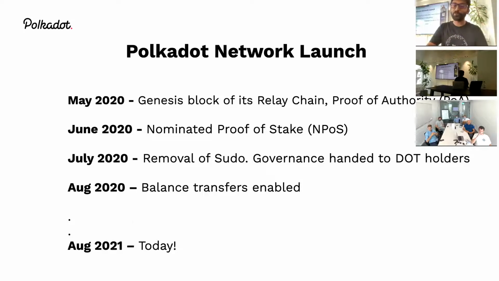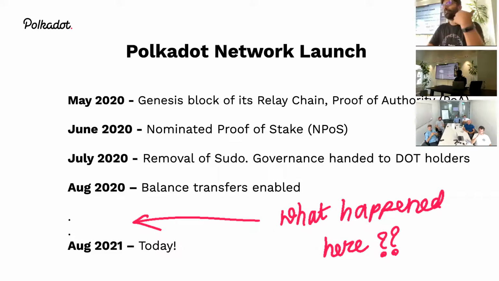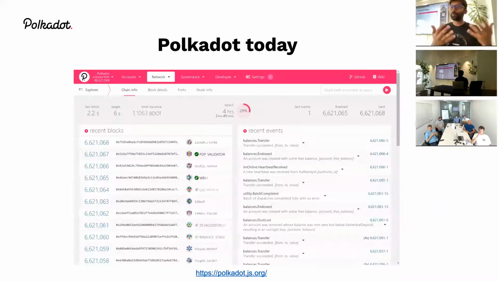So I'm going to show you a snapshot of the Polkadot blockchain in the next slide. But what happened there? From last August till now, the network pretty much looks like this.